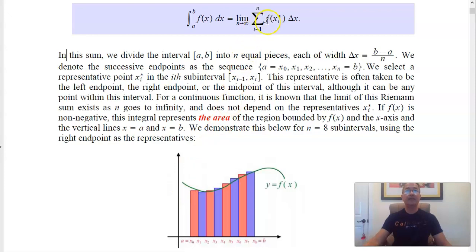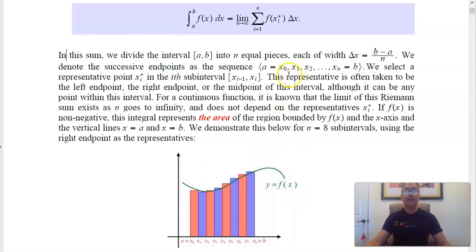And we have this symbol x_i star. All right, what does x_i star mean? It's a representative in each of the subintervals. Okay, so we use delta x as like a measuring stick, right? Starting at a, we move to the right by delta x, and then by another delta x, and then another delta x, and so on.